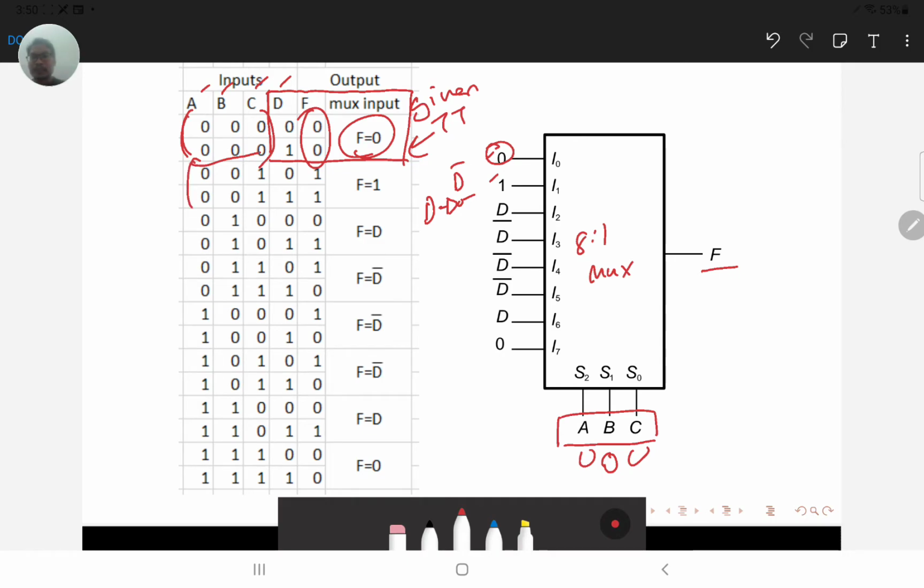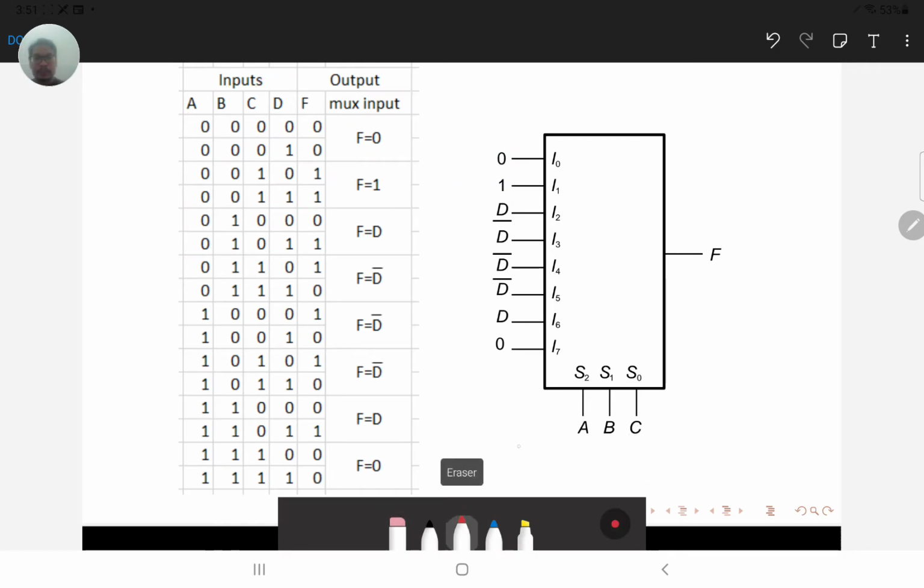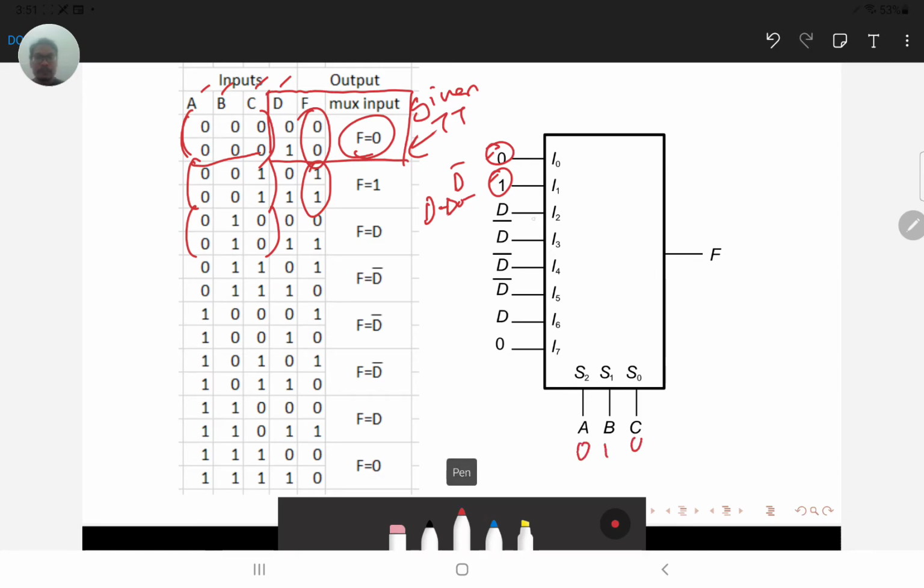What about the second one? We see here that when we give 0, 0, 1, we want our F equal to 1, so therefore we put a 1 there. Regardless of the value of D, our F will be equal to 1. Let's look at the next one. 0, 1, 0. At 0, 1, 0, we know that we're going to transfer this one.